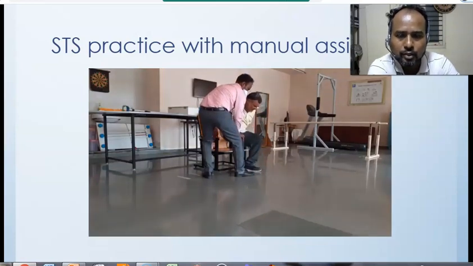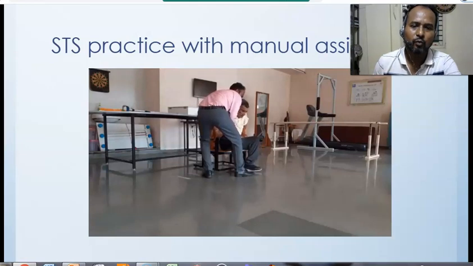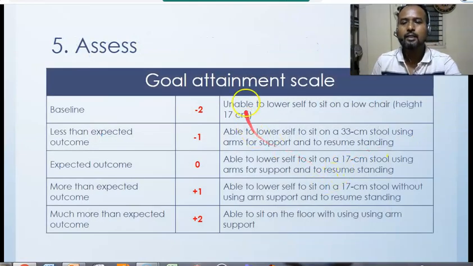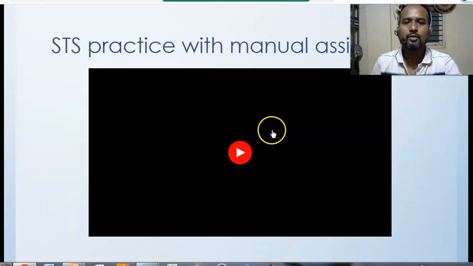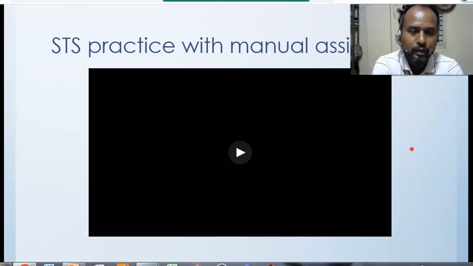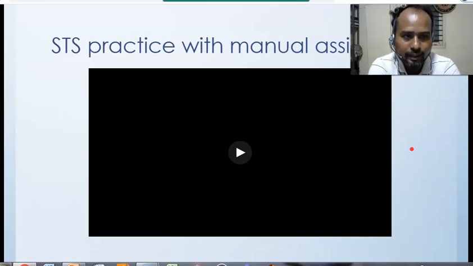So manual assistance was used to take him to the next level once he has achieved that, right? So at this level the practice is completed. This patient's care is currently ongoing. So maybe in my next presentation, once he achieves different goals, such as eventually when he achieves independent sit to stand from a low stool, I'll post another video explaining it. But this is how the evidence was implemented in practice.